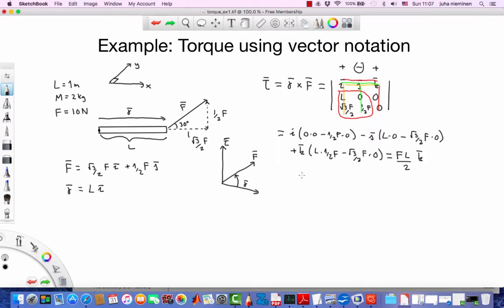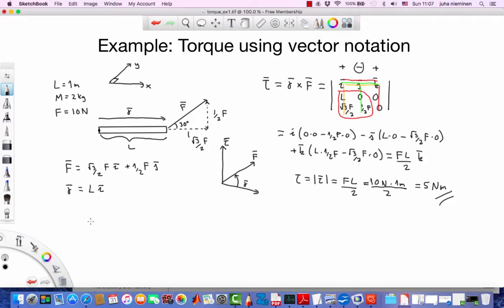And from this vector we can of course calculate the magnitude of the torque, which is just the magnitude of the vector. So it's simply going to be FL divided by 2, and we had 10 newtons for the force, and the length of the rod is 1 meter. And that divided by 2, so the 5 newton meters, as we expected from the earlier calculation of this problem.